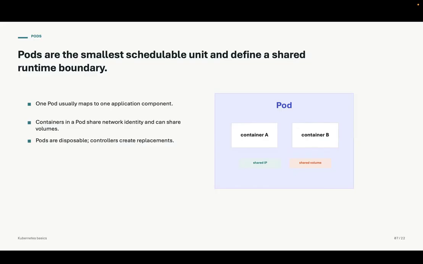That is why production workloads are normally managed in the control plane by higher-level controllers like deployments, stateful sets, daemon sets, or jobs. These controllers create and replace the pods in the Kubernetes architecture.